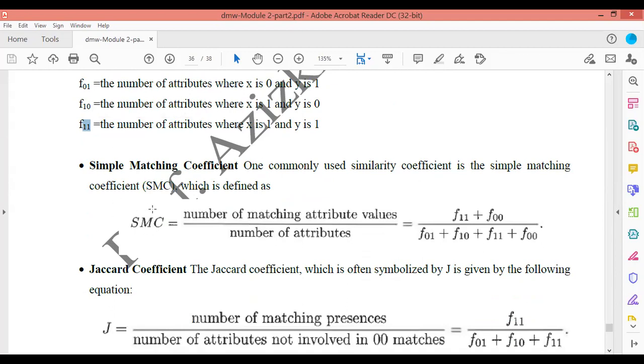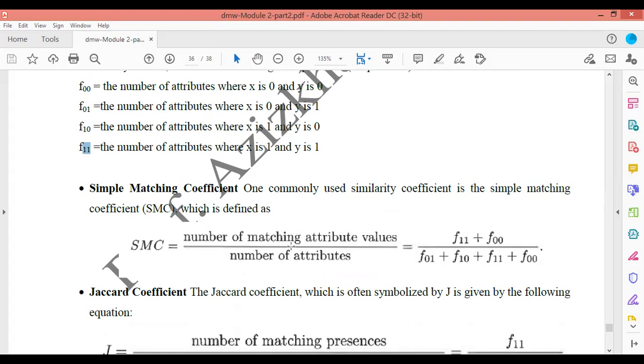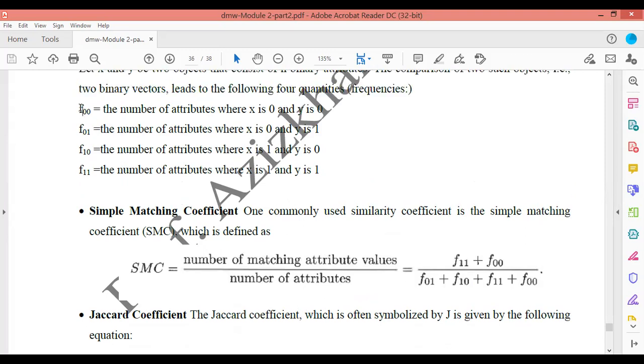The first one is the simple matching coefficient. It is equal to the number of matching attribute values divided by the number of attributes. Number of matching attribute values means both attribute values must be the same, either 0, 0 or 1, 1. The number of such attributes is F11 and F00. So the numerator is F11 plus F00, that is the number of matching attribute values. Then the total number of attributes is in the denominator, which is the sum of all four values: F01 plus F10 plus F11 plus F00. This is the formula for finding the simple matching coefficient.